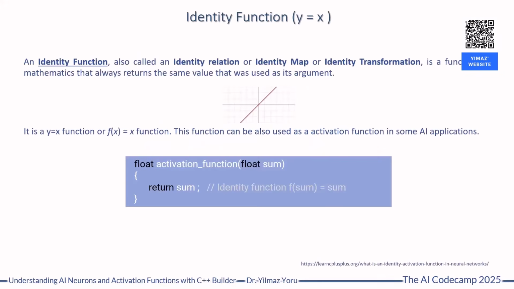First, the identity function. An identity function, also called an identity relation or identity map, or sometimes an identity transformation function, is a function in mathematics that always returns the same value that was used as its argument. That means your net input value has no effect on the activation function, which directly returns the same value. It is the function y equals x, or f(x) equals x. This function can also be used as an activation function in some AI applications.